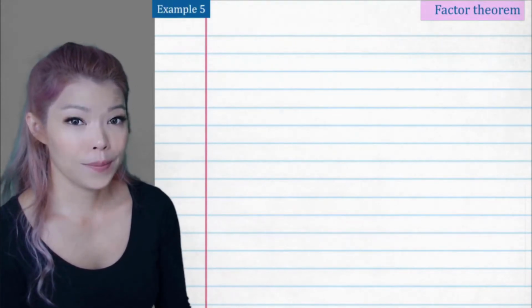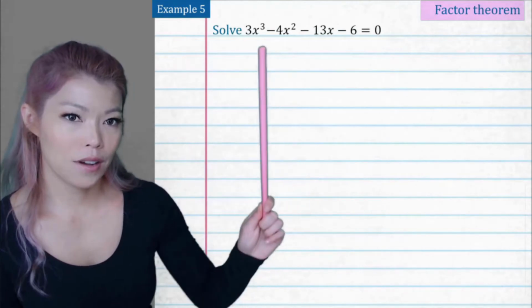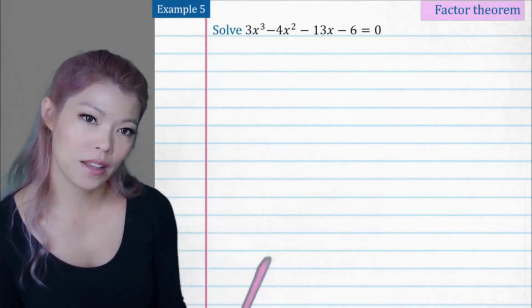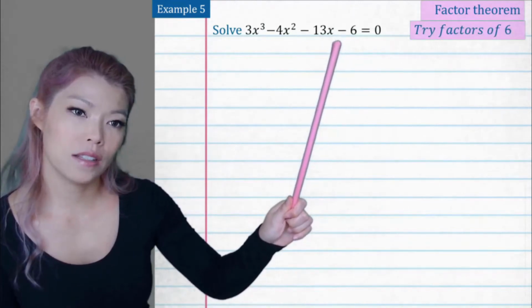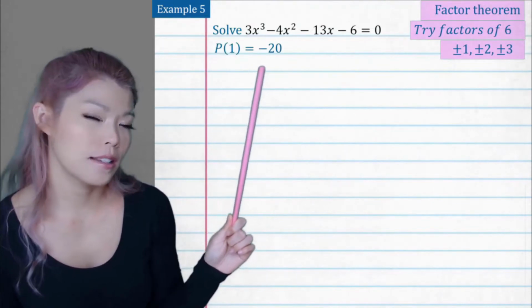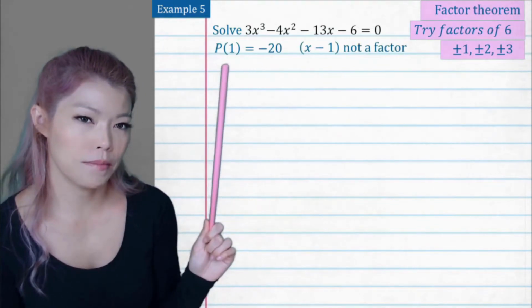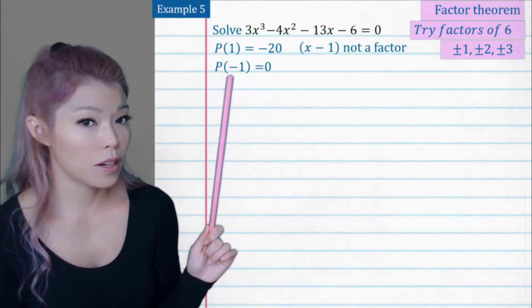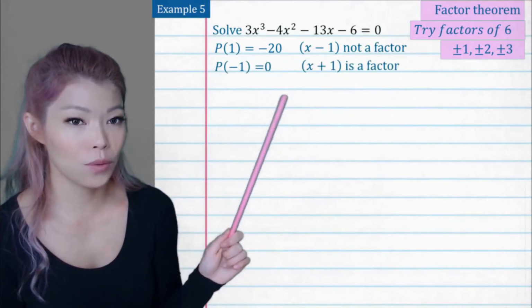Factor theorem. Example 5, solve for that. We're going to use the factor theorem, or in other words, we're going to factorize. So look for factors that fit into 6, so 1, 2, and 3. P of 1 does not give us 0, so x minus 1 is not a factor. We're going to try another one. P of -1 does give us 0, so we know x plus 1 is a factor.